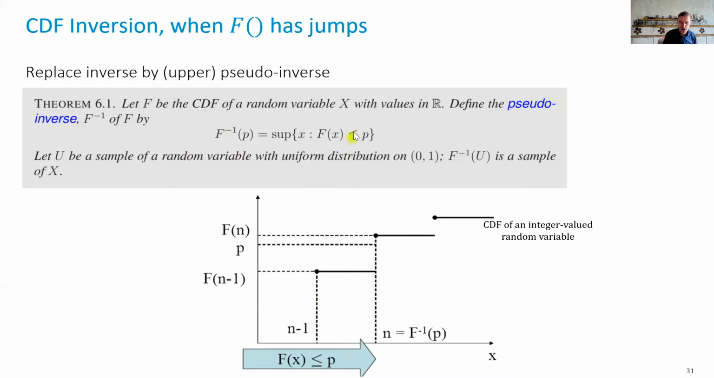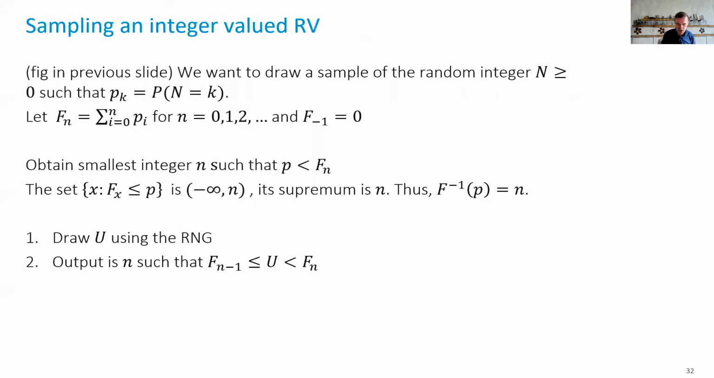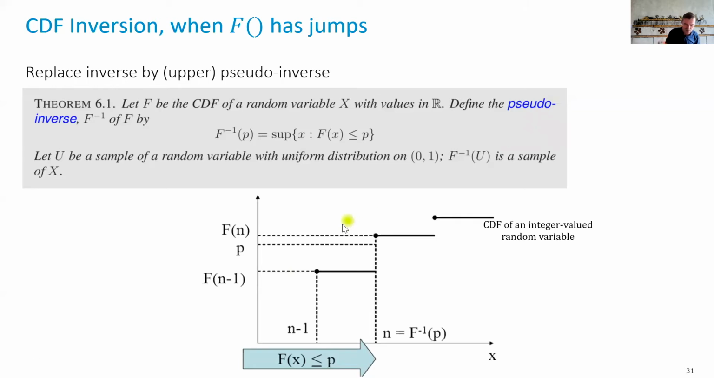So the formula here is the same, except we should not take the inverse, which does not exist, but what is called one of the pseudo-inverses given by this formula here. What does this formula mean? Well, it means that if I give you a value p on the y-axis, I compute the largest value on the x-axis such that F of x is less than p.